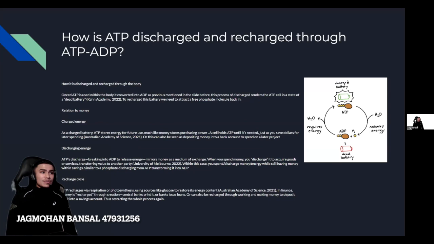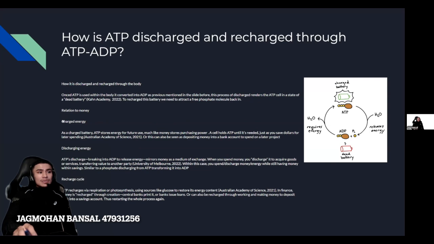Once ATP within the body is converted to ADP, as mentioned previously, this process discharges it, rendering ATP in a state of a dead battery. To recharge this battery, we need to attract a free phosphate molecule back in, as you can see displayed within this diagram to the right.